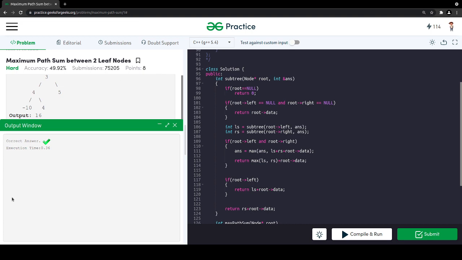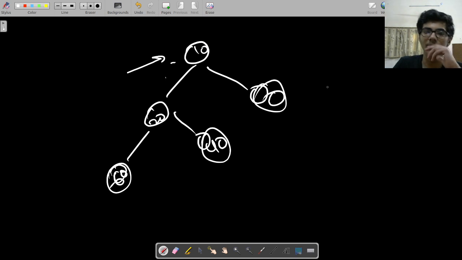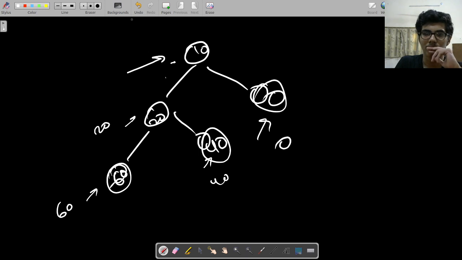So before that, I will change my screen. So I think my screen is black now. So I have this tree. This is 20, right? This is 20, and this is 60. This is 40, and this is 0. Okay, so I will come over here.